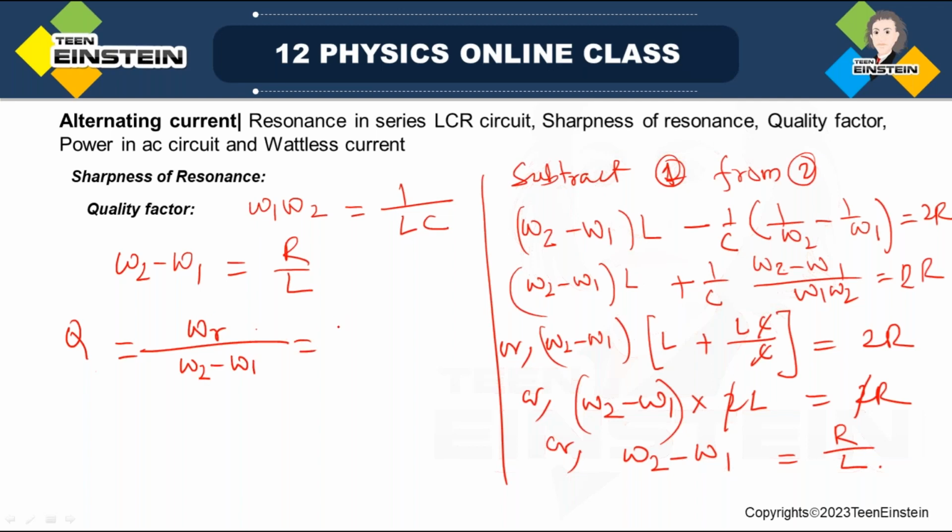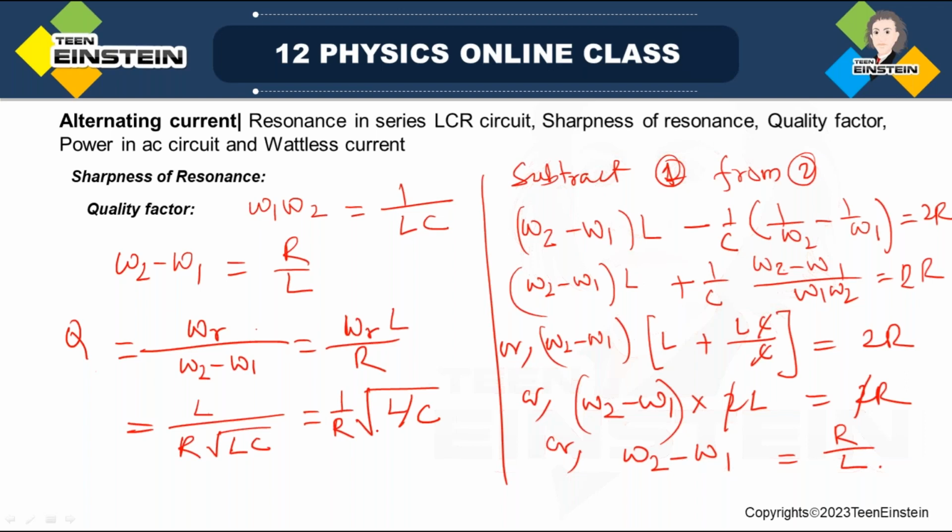For this I can write 1 over root LC. Let me first write this omega R, and this is R by L, that means L by R. In terms of resonant frequency, 1 over root LC, what I can write is L by R into root LC, and this root will give you 1 over R root L by C. So this is the ultimate expression in terms of L and R.